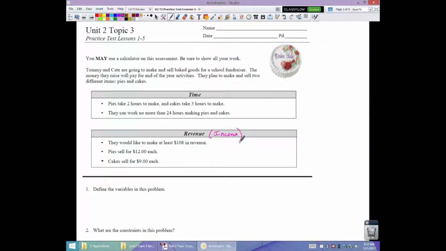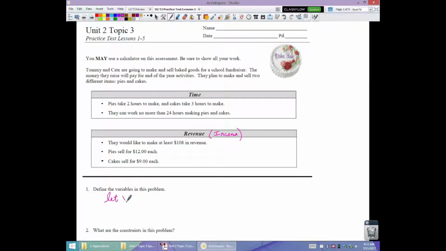So our first step is to define variables. Now, that's what we've been calling let statements. It does not mean write a definition for the word variable. So define our variables. Well, what are our 2 unknowns? Okay, we know how long it takes to make a pie. We know how long it takes to make a cake. We know how much a pie costs and how much a cake costs. What we don't know is how many of each one we're going to try to make.